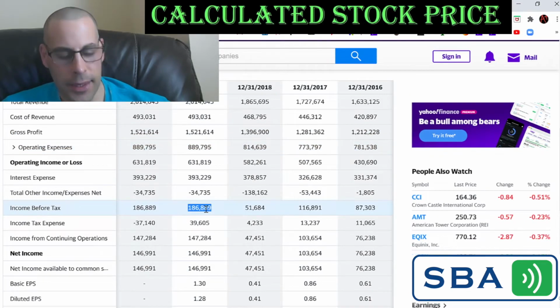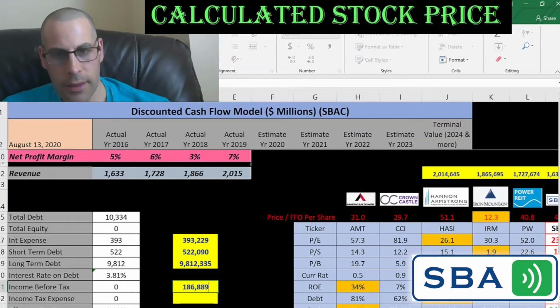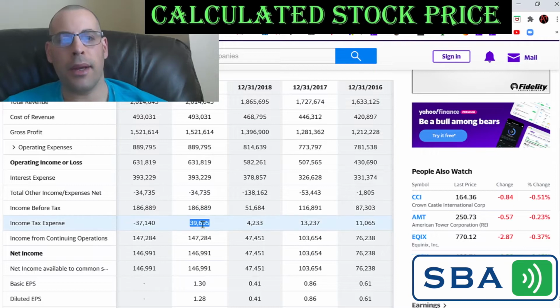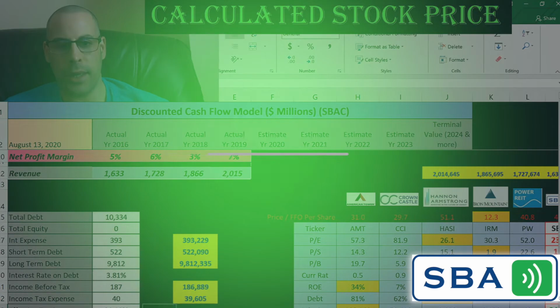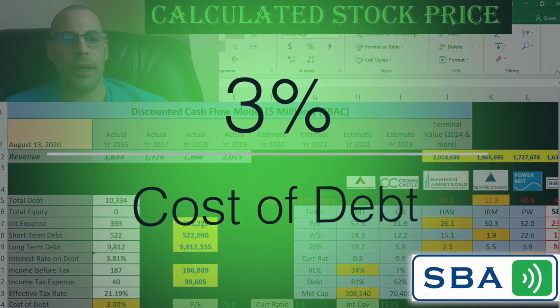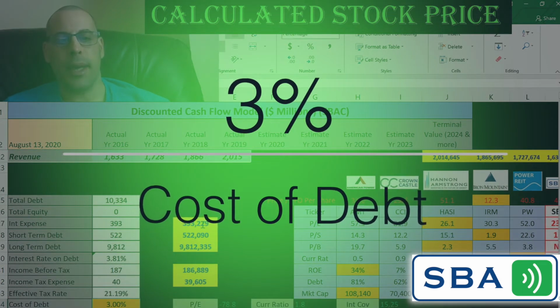The income before tax is $186 million, and the income tax is $39 million. So they do pay a pretty good amount of interest. Most REITs pay little to no interest. So the cost of debt is 3%.